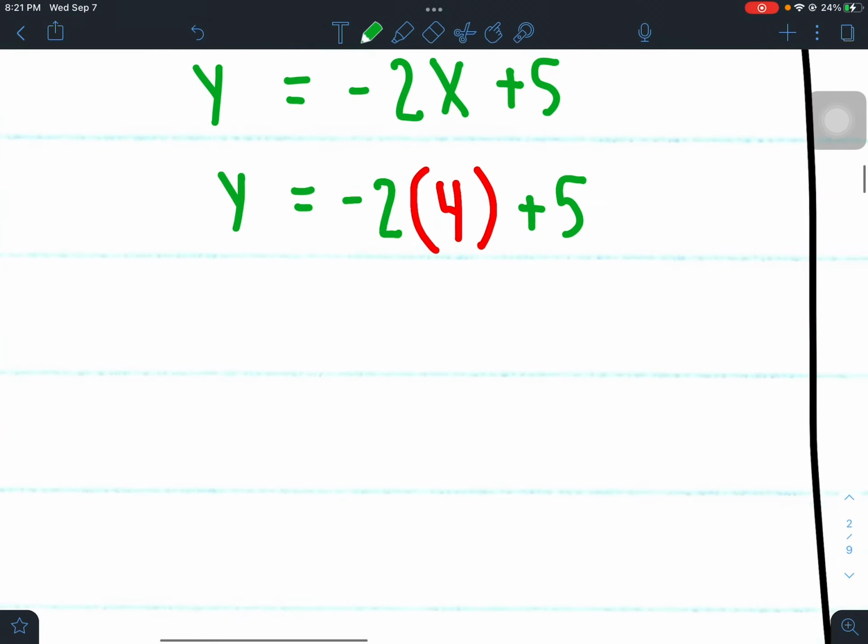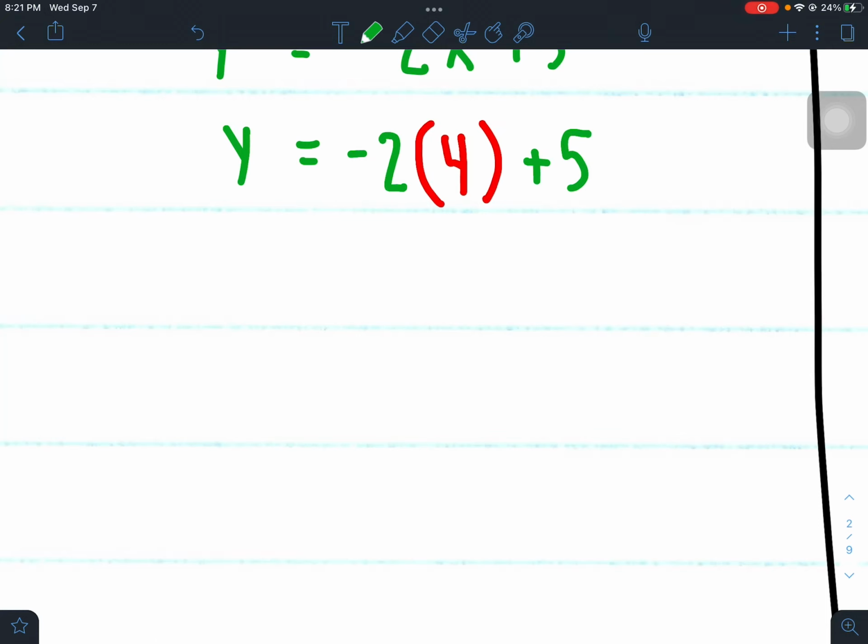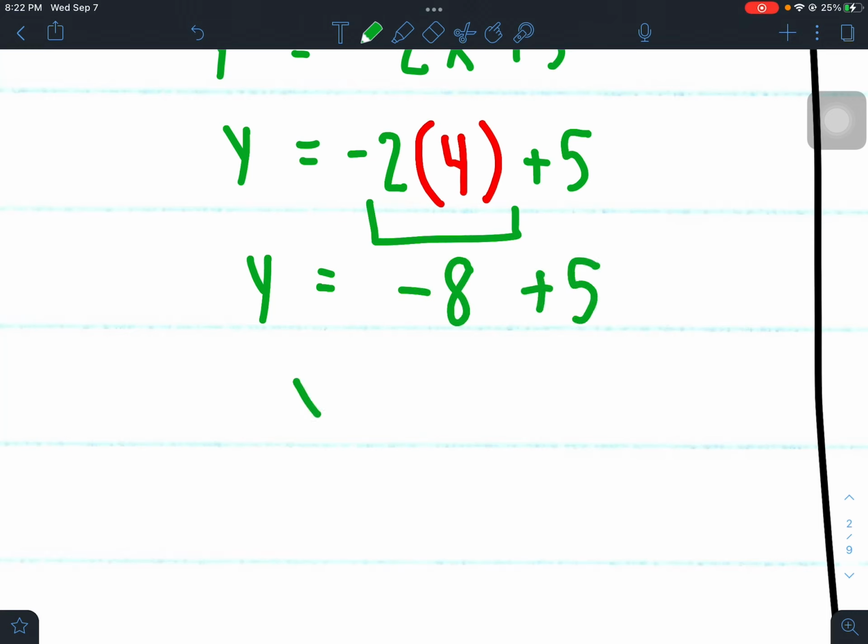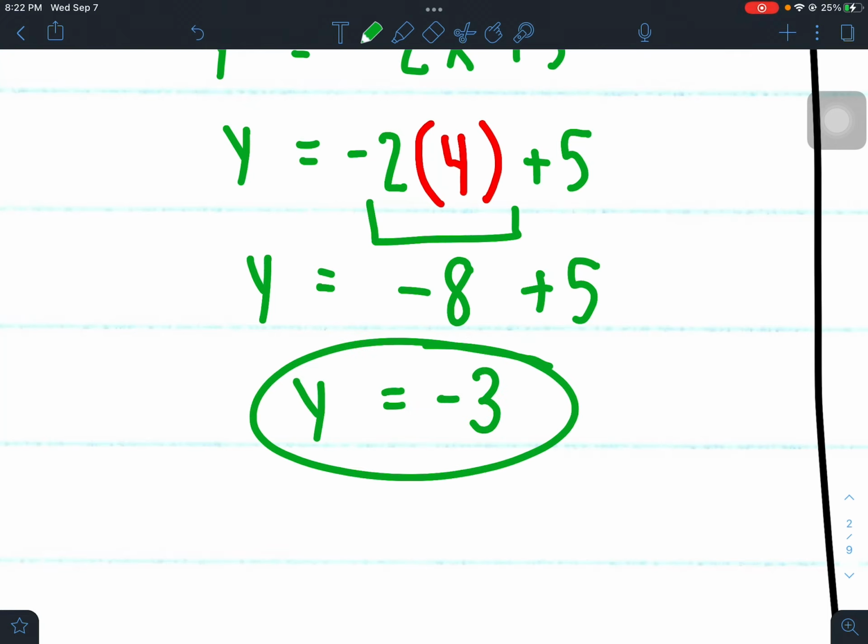Well, from here, I'm like, okay, let's keep evaluating. There are a couple of options here. You can either type this in your calculator, or you can do it in your head. I'll first do it on paper, and then show you how you can type it in the calculator. So we have y equals -2 times 4 plus 5, so let's evaluate. This is going to be -8, -2 times 4, and then we have that positive 5 on the end. Then -8 plus 5 gives us -3. So our answer is y equals -3.